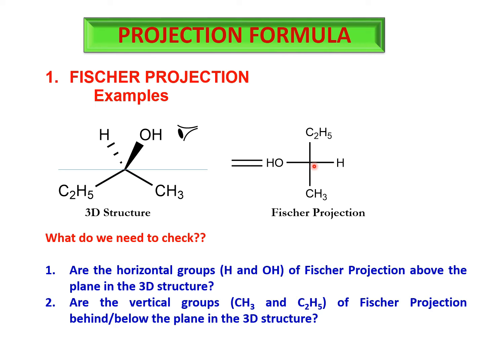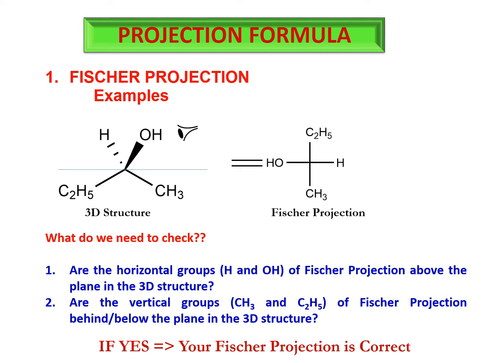Here the CH3 and C2H5 are drawn on the vertical axis, means they are away from you, behind the plane, and the same was the case in the 3D structure. They were away from you, away from your eye, projecting away from you in the 3D structure. So again, the answer is yes, and the Fischer projection that you have drawn is correct.